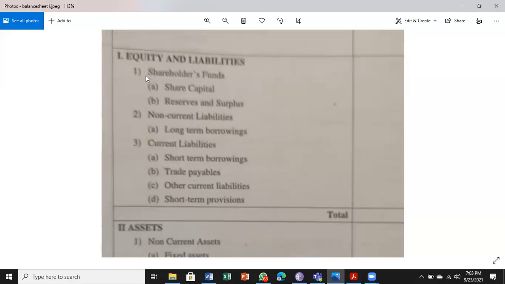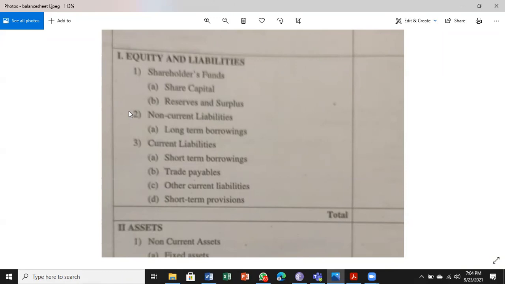Okay. First one, equity and liabilities. You can see here 3 headings: 1, 2, and 3. This is the one we have to remember first. We have 1 as shareholders funds, 2 as non-current liabilities, 3 as current liabilities. So first you have to remember, on the liabilities side, there are 3 main headings. Then under shareholders fund, you have A and B, that is 2 parts. One is called share capital, other one is called reserves and surplus.